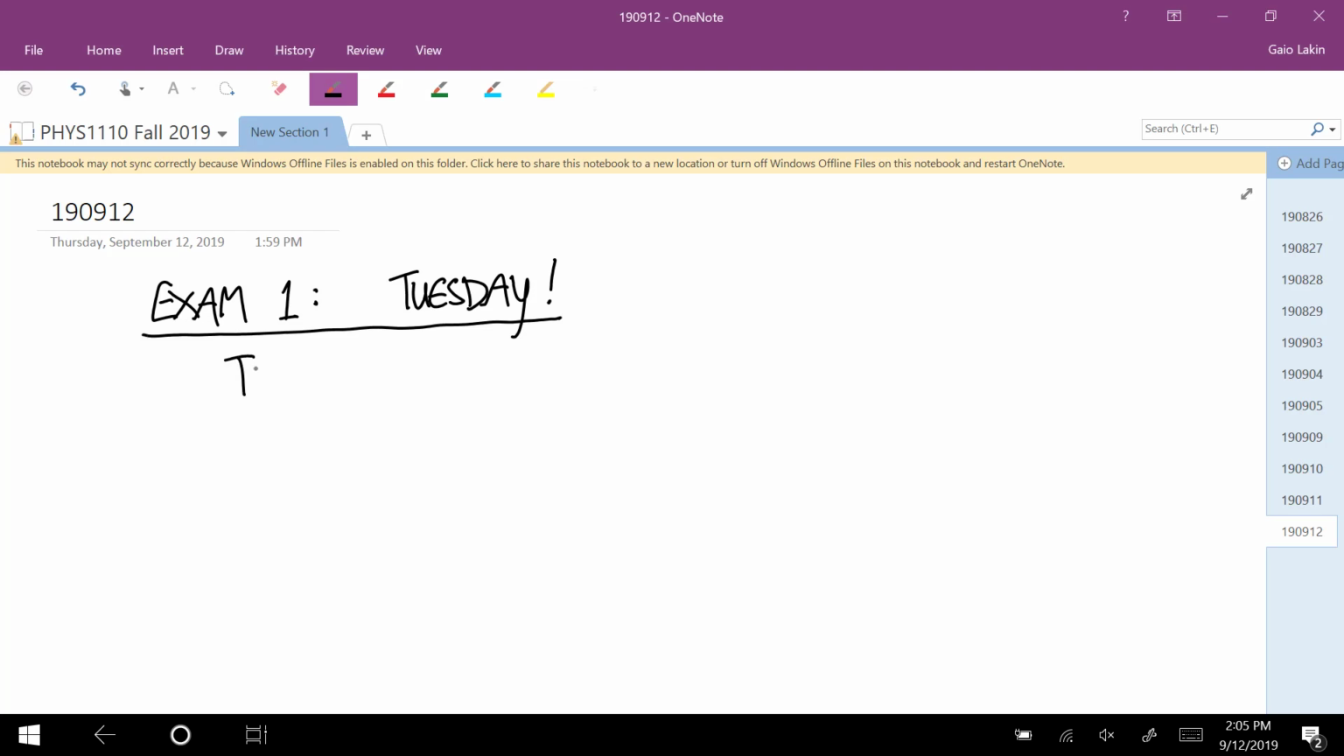The topics are all the stuff on units, and then 1D particle kinematics, just numbers 2 and 3.